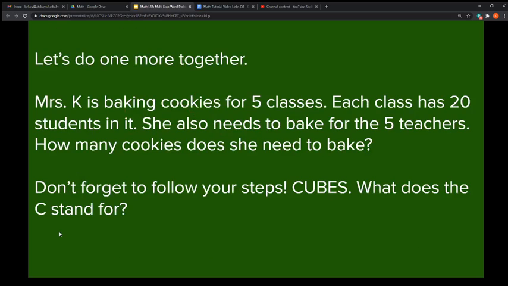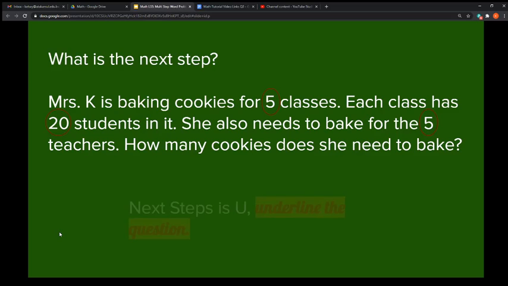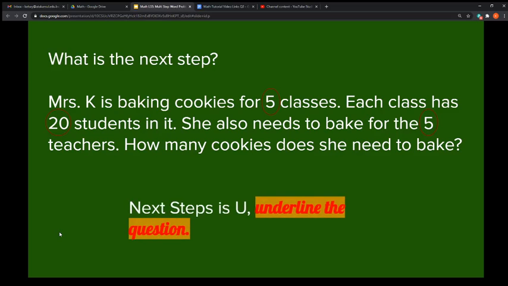Miss K is baking cookies for 5 classes. Each class has 20 students in it. She also needs to bake for the 5 teachers. How many cookies does she need to bake? Don't forget to follow your steps. The C stands for circle the numbers. The next step is to underline the question. And the next step is to box the keywords.